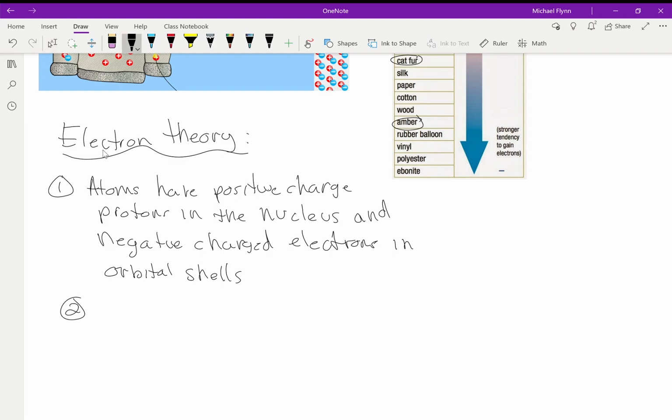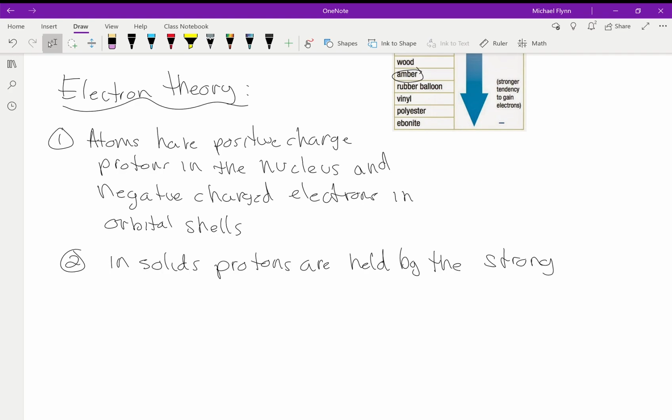Number 2: in solids, protons are held by the strong force. It's not called the strong force for no reason. It's called the strong force because it's very difficult to break it. And they're not easily moved. I'm just going to write nearly impossible to remove, or to add more for that matter.